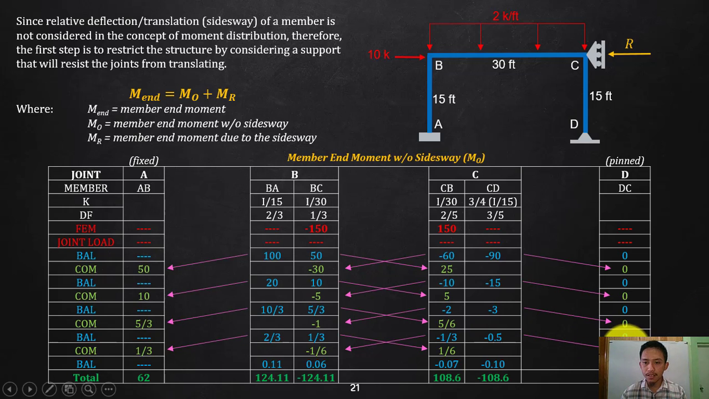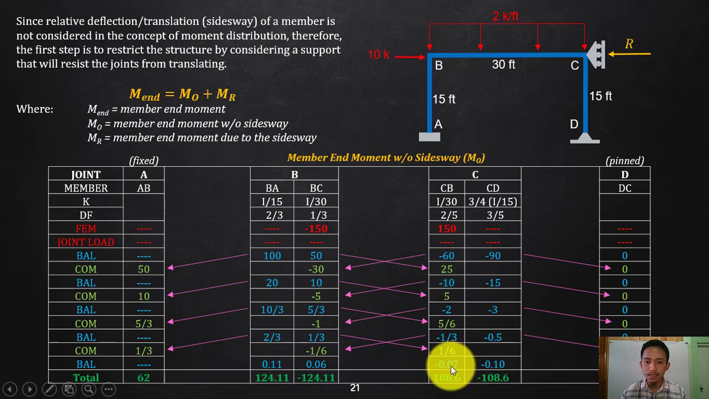So carry over 0, since that is a pin again. Carry over half of that, 1/6 carry over, and then balance. You do not need balance. I will show you the decimal so that we can see if that is almost close to 0. Yes, that is already 0.1, so maybe we can stop.